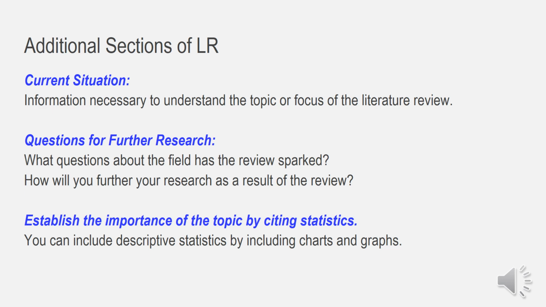Number 3 is establish the importance of the topic by citing statistics. You can include descriptive statistics by including charts and graphs. For the purpose of your FYP, I highly recommend you to also compare the statistical methods used in previous studies. You need to highlight which method outperforms the others. This can be used as the justification on why you decided to employ the method.